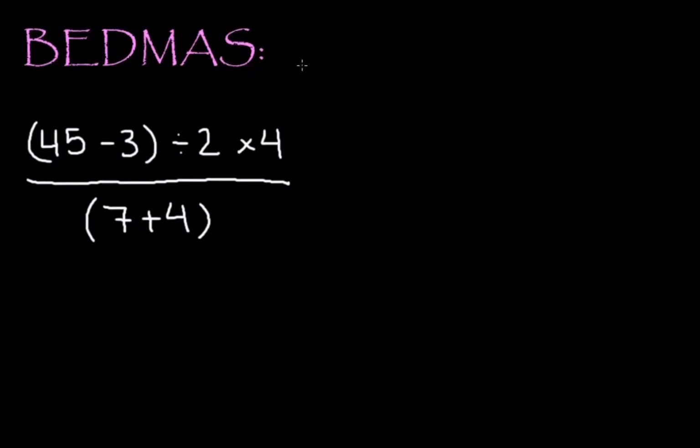So we had bracket 45 minus 3 bracket divided by 2 times 4, and that's our numerator. It's on the top of our fraction, and on the bottom of our fraction, our denominator, we have 7 plus 4 in brackets, okay? And whenever we have this fractional form, it means that we're dividing the whole top part by the whole bottom. So we need to figure out the top and the bottom value, then do the division. So let's look at our BEDMAS acronym over here and see which one to do first.